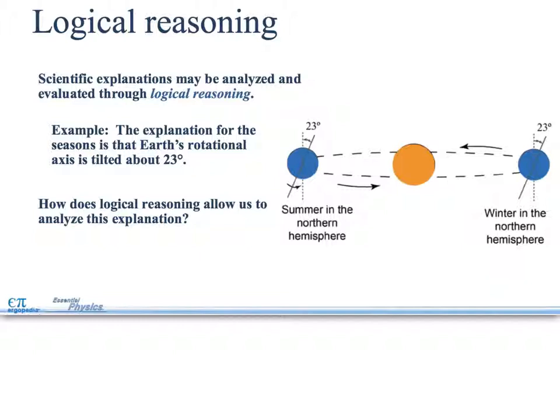Logical reasoning. Scientific explanations may be analyzed and evaluated through logical reasoning. Our example: the explanation for the seasons is that the Earth's rotational axis is tilted about 23 degrees. If you look at the little diagram to the right, it shows you how the Earth is tilted 23 degrees. How does this logical reasoning allow us to analyze this explanation?